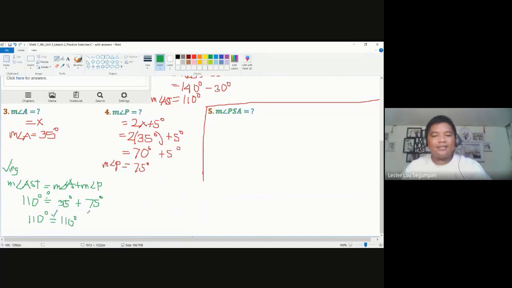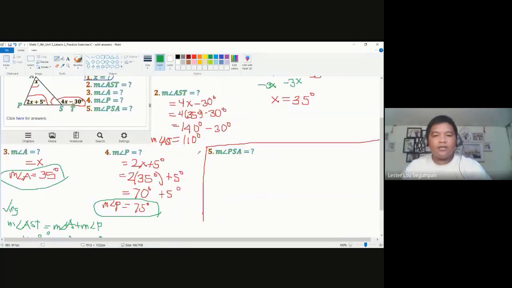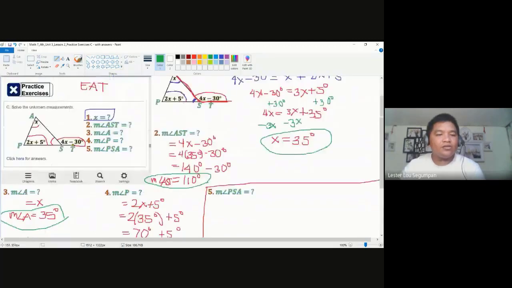They are now balanced. That would mean number 4 is correct, number 3 is correct, number 2 is correct, and the value of x to solve them in number 1 is also correct. So this is how we looked at the relationship of the exterior angle AST given in our figure and its relationship to the remote interior angles A and P.